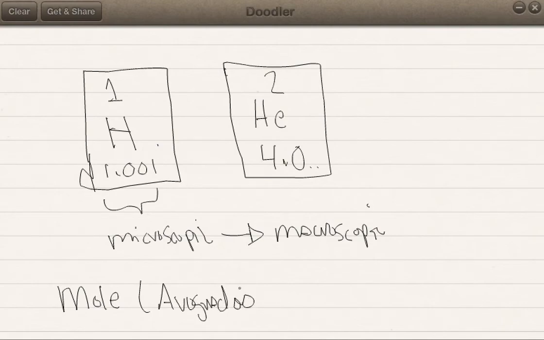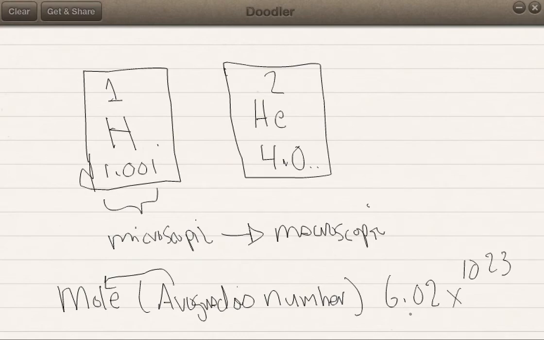Avogadro's number is a mole, and a mole is about 6.02 times 10 to the 23. So this decimal point's got to move over a whole bunch of times, 23 times, and whatever that number is, that's 1 mole. So it's a huge number.